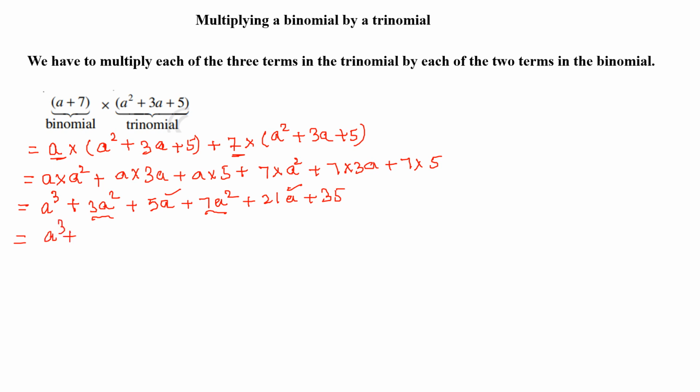So a cube plus, now if I add 3a square plus 7a square, I will get 10a square. Same way 5a plus 21a will give me 26a, plus 35. So this is the multiplication of a binomial by a trinomial. Now next we will start with exercise 8.4.